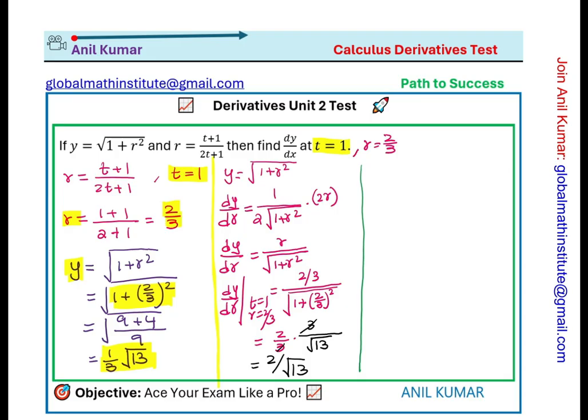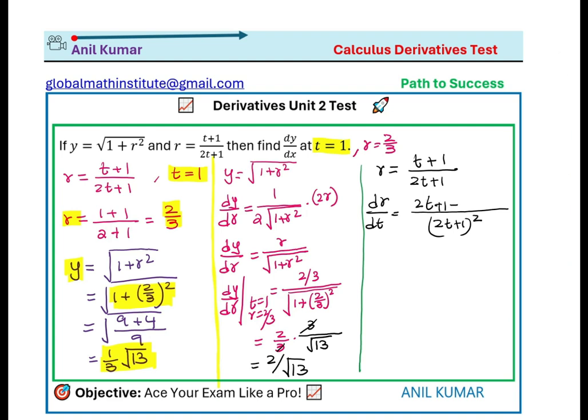dr/dt. So r equals (t plus 1) over (2t plus 1). So for dr/dt, apply the quotient rule. (2t plus 1) whole square. Derivative is 1 for this. We are left with (2t plus 1) minus (t plus 1) times the derivative, which is 2. Now we can substitute t equals 1, right?